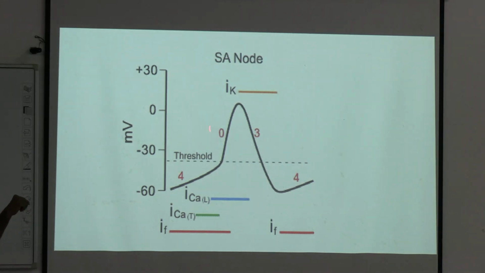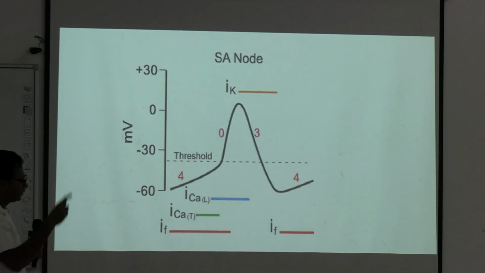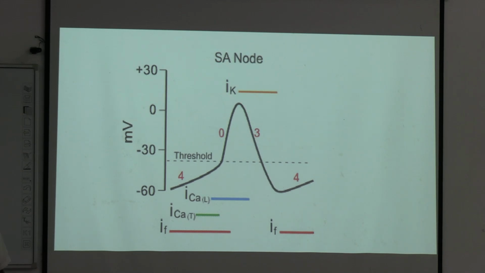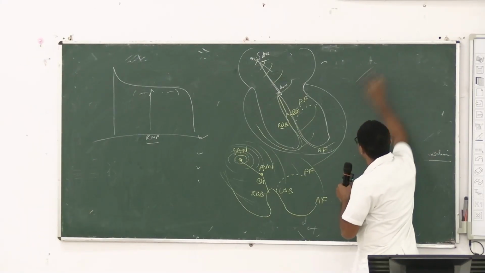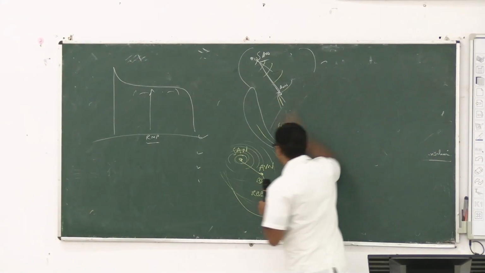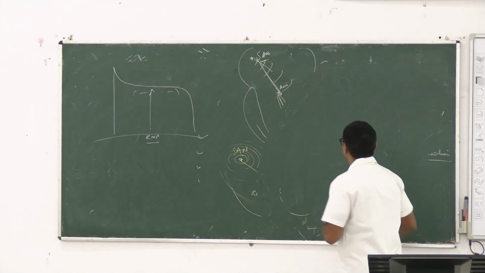And the upstroke is called phase 0. This repolarization is phase 3, and again this is phase 4, and it keeps on continuing. Okay, during your examination, if you were to draw the diagram of pacemaker potential or the action potential which is happening in the SA node, just put a tick.